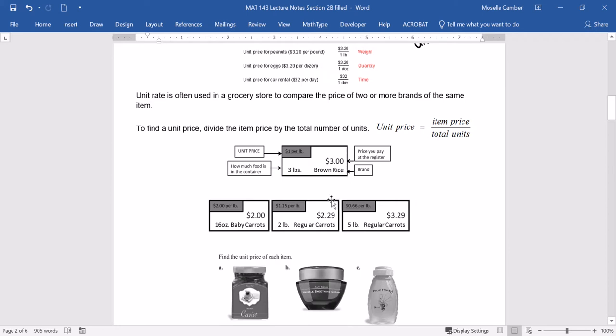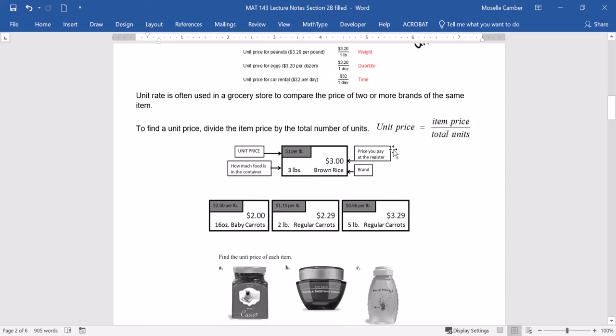So in this case, let's say you're buying brown rice. It's a 3-pound box of rice, and it costs $3. So $3 is to buy that entire box of brown rice, and this is how much you get in it. Now the unit price here is going to tell you the dollars per pound. So if you're comparing, let's say, a 3-pound box versus a 5-pound box, you can compare the 2 unit prices to figure out which one you'd rather have.